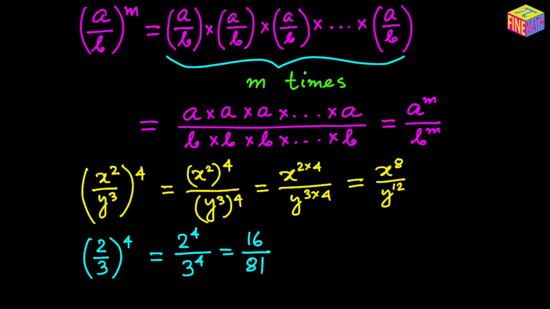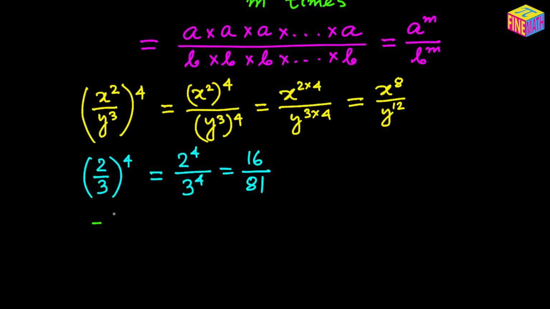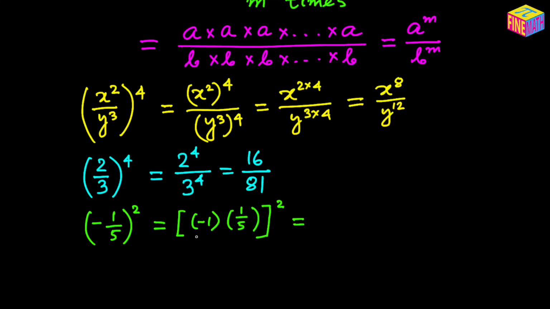Maybe we can try one more example. Let's say we have negative 1 divided by 5, whole squared, for example. Now how are you going to handle it? Well, we are going to do it like this. Let's say this is negative 1 times 1/5, whole squared, and then we are going to apply the square to each of these factors here. So this one factor will get a squared and this other factor will also get a squared. So we can write it as negative 1 squared times 1/5 squared, and negative 1 squared is actually positive 1, times 1/5 squared would be 1 squared divided by 5 squared.